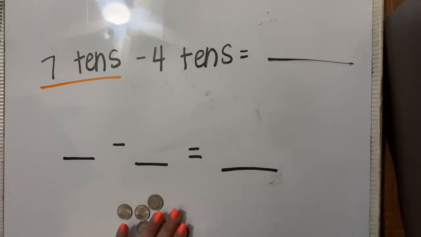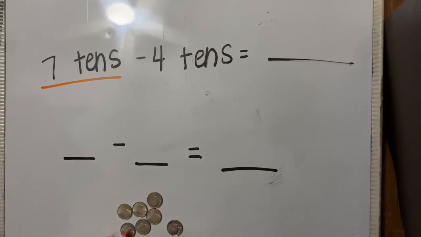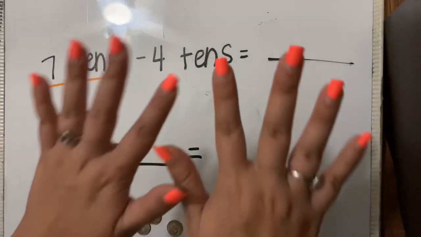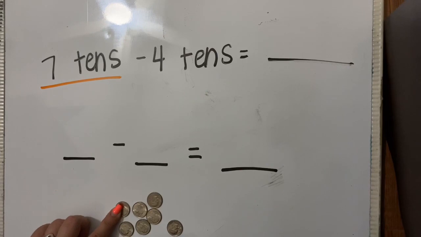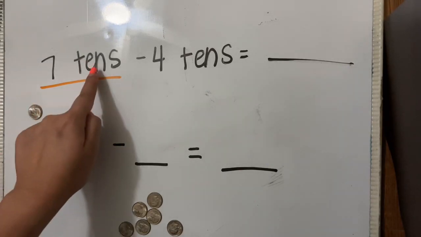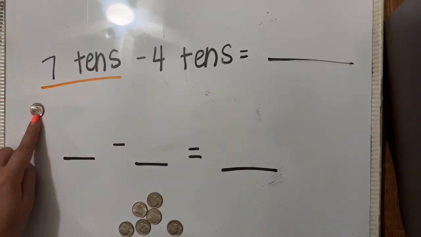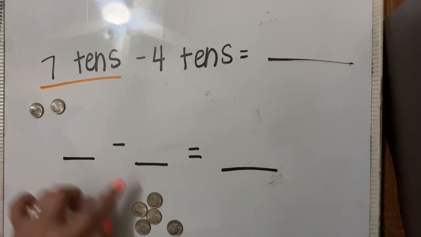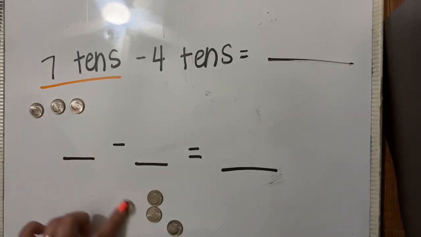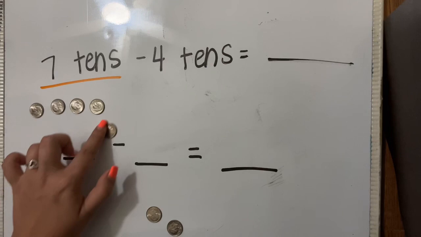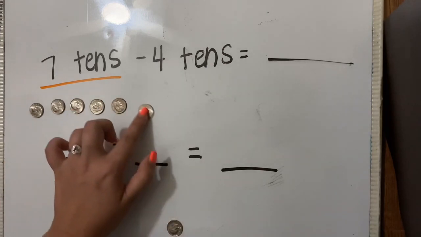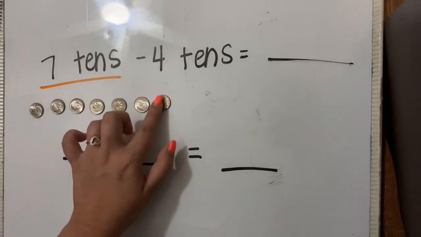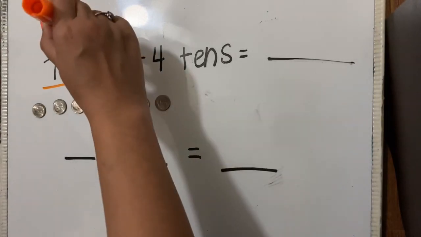I have my dimes down here. And I'm going to be using my dimes because each dime represents 10. So one dime is a group of 10. So I have 1 ten, 2 tens, 3 tens, 4 tens, 5 tens, 6 tens, 7 tens. So I have my 7 tens.